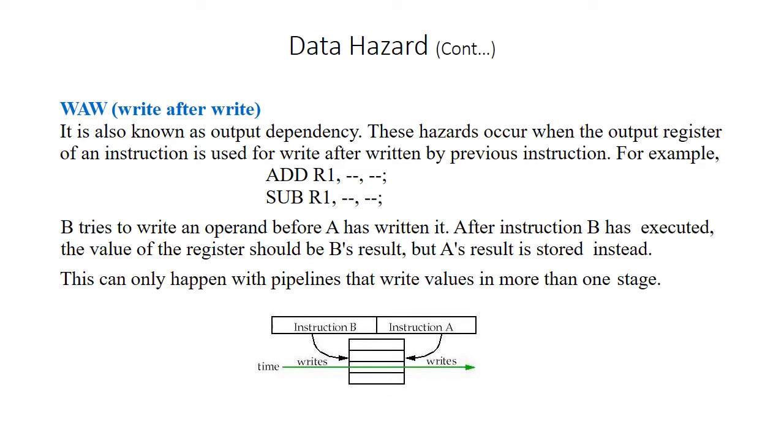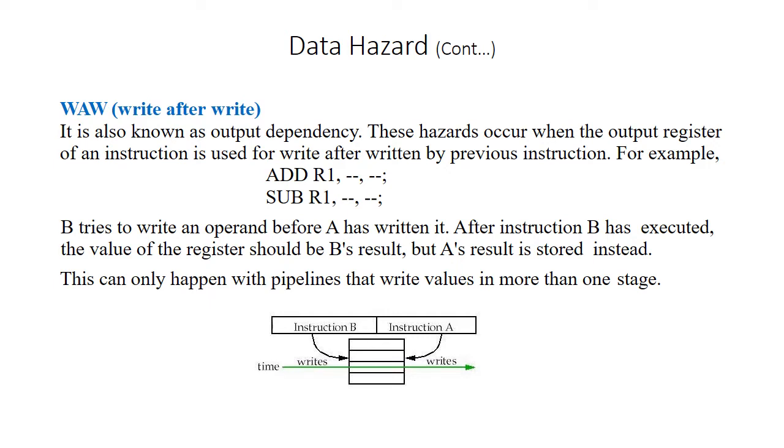And the next example is write after write. That means you can write a value before anyone writes. It is also known as output dependency. This hazard occurs when the output register of an instruction is used for write after write by a previous instruction. For example, here add writes a value for R1, and subtraction also writes a value to R1, so that will change the value in both instructions. So this is an example of write after write.